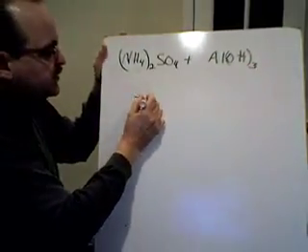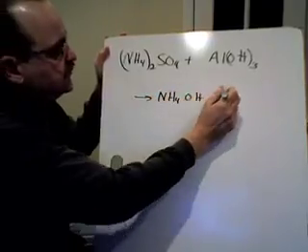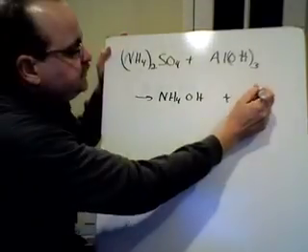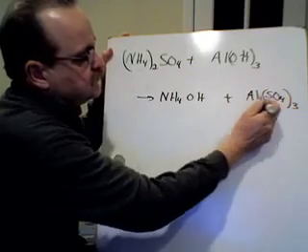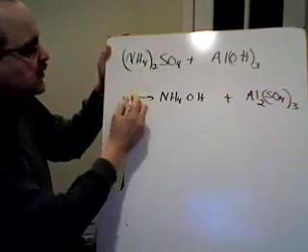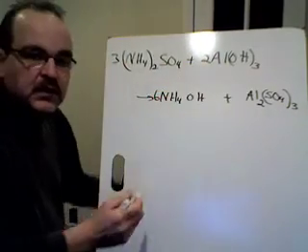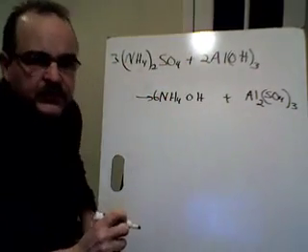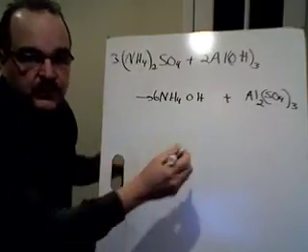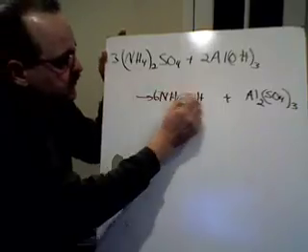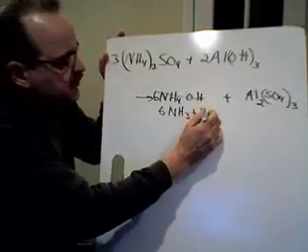The products of that reaction are going to be ammonium hydroxide and aluminum sulfate. To balance the equation, you're going to need a 3 and a 2 and a 6. Ammonium hydroxide is like carbonic acid in that it decomposes immediately when it is formed. So instead of having ammonium hydroxide, it's going to decompose into ammonia and water.